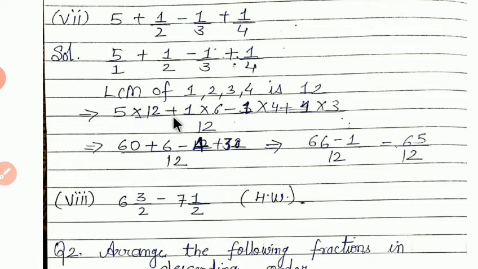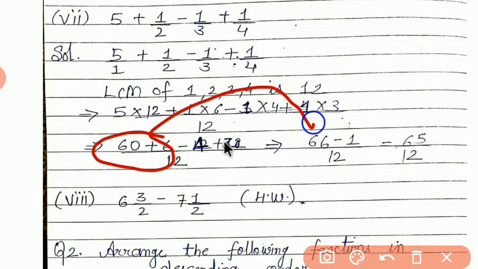So 12 5s are 60 plus 1 6 is 6 minus 1 4 is 4 and 3 1 is 3. First we'll solve pairwise. 60 plus 6, 66. Minus 4 plus 3. We know that minus plus minus.